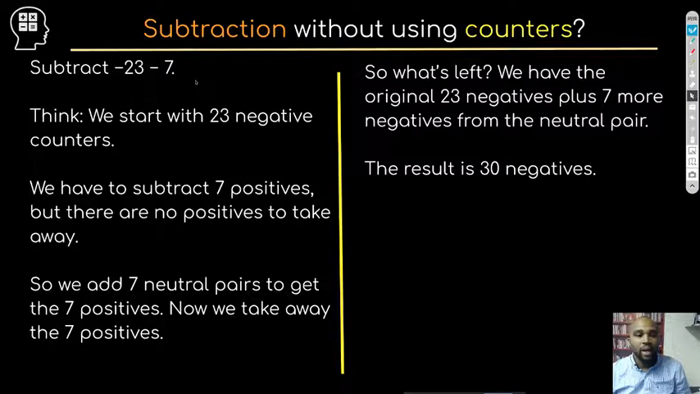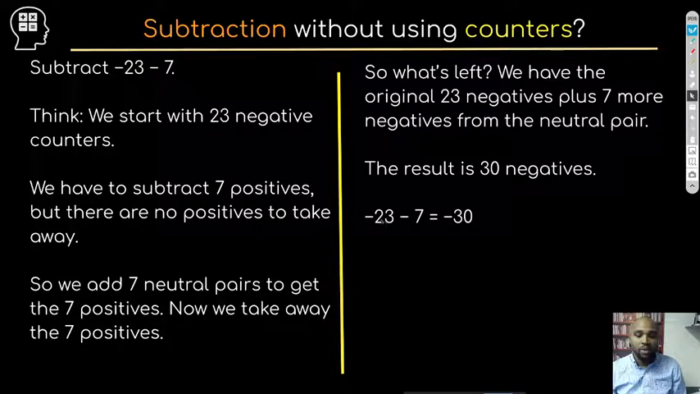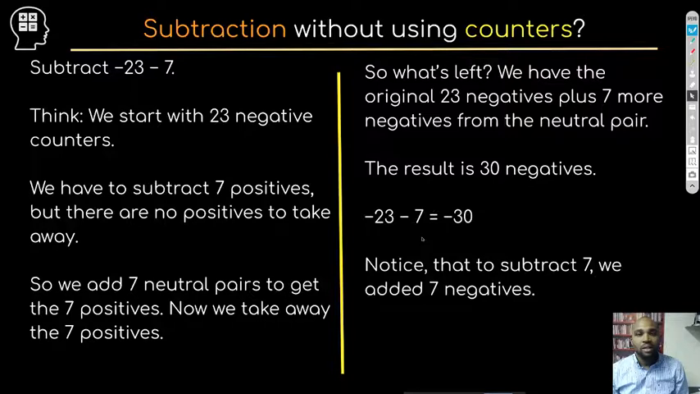So I had to add those negative 7s. I took away those positives, and I have negative 30 as my answer. So the answer is negative 23 minus 7 is negative 30. Let's do one more, because I know that's kind of hard to follow without the pictures, but I'm just trying to push your mind a little bit to think about how it would work.